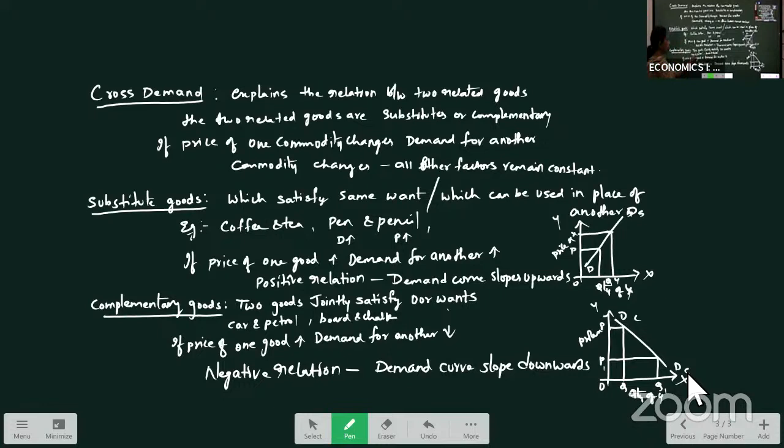Okay. So this way, for complementary goods, two goods jointly will satisfy our wants. If the price of one good increases, demand for another good decreases. There is a negative relation for complementary goods. When there is a negative relation, in case of complementary goods, the demand curve will slope downwards. Clear? So this is about your cross demand.